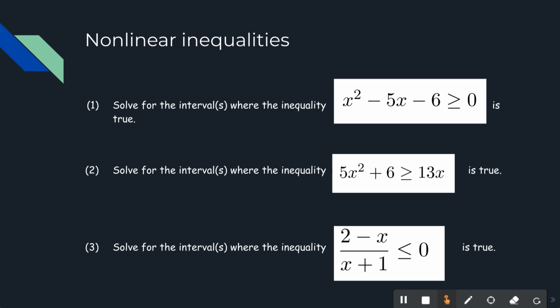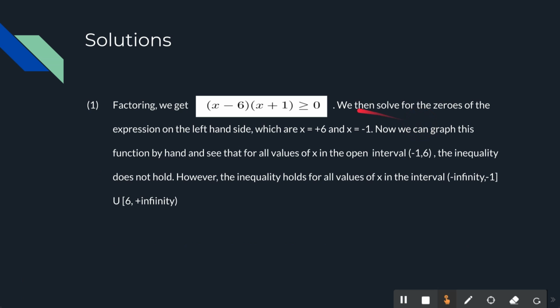The first question is, solve for the intervals where the inequality x squared minus 5x minus 6 is greater than or equal to 0 is true. So, we first want to solve for the zeros. We factor it out, and we get positive 6 and negative 1.